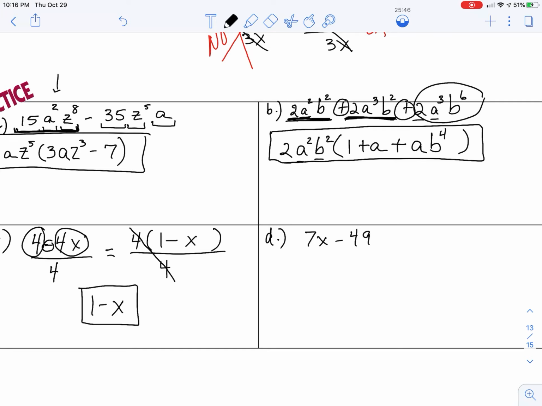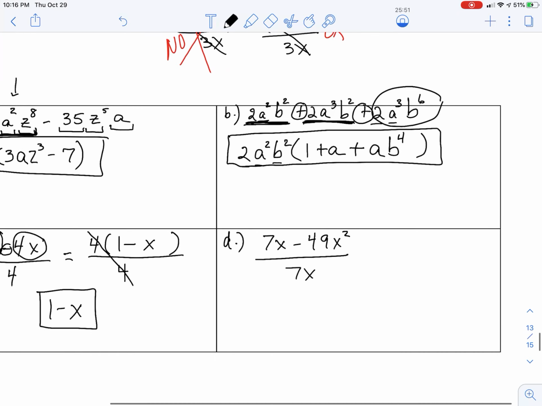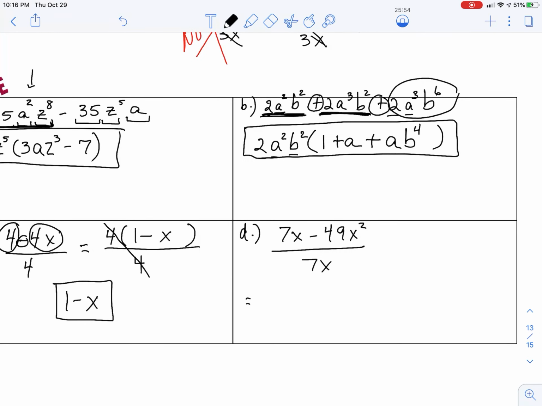Letter D, 7x minus 49x squared all over 7x. Okay, so what can I factor out? I'm going to come down here and do it. What do they share in common? Let's look at the numerator. The 7 and the 49. What's the greatest common factor there? Hopefully you said 7. What else do they share in common? It looks like they each have an x, doesn't it? What goes back in the parentheses? What would it take inside here, when multiplied with 7x, would bring me back to this 7x up here? Hopefully you said 1.